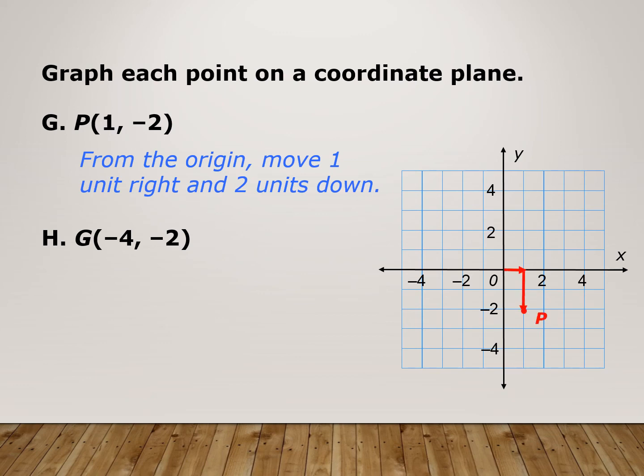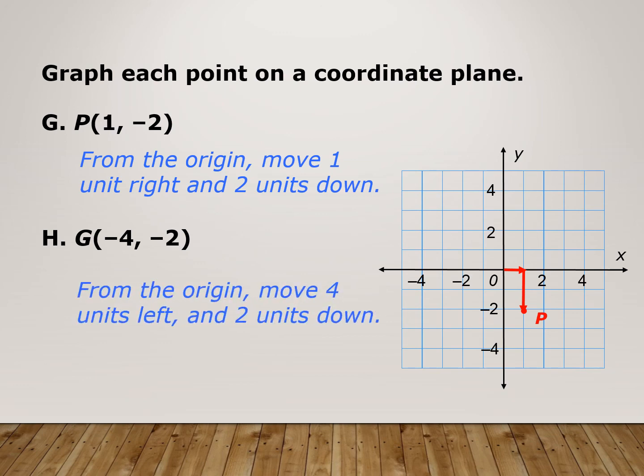Then, the last one is the point G. Then, yung ating ordered pairs ay negative 4 and negative 2. Since pareha silang negative, ibig sabihin nasa quadrant 3 siya. Then, from the origin, move 4 units left and 2 units down. Then, yung ating point will be there. So, ganun lang siya kadali.